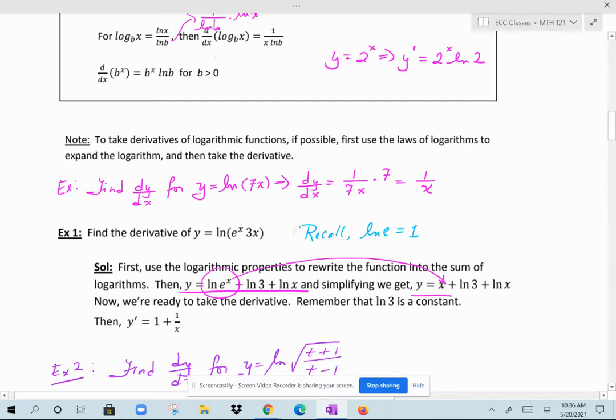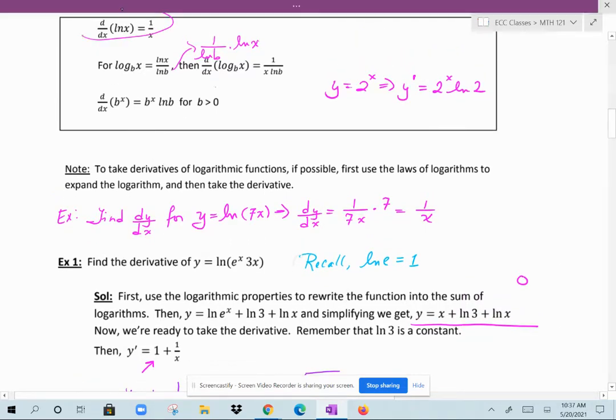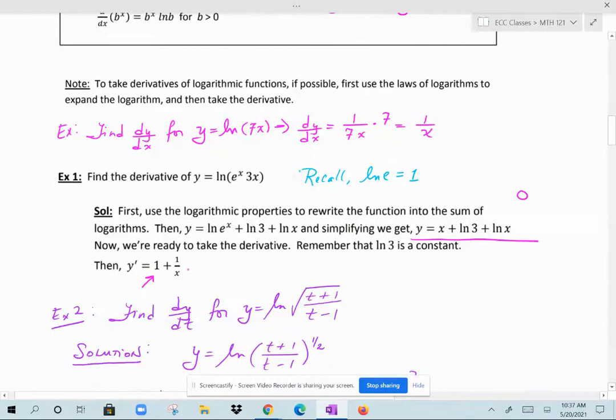So if I simplify before I take the derivative, it makes things even easier. So I really just have to take the derivative of x plus ln of 3 plus ln of x. But the derivative of x is 1. The derivative of ln of 3 is 0 because that is a constant. And the derivative of ln of x, well, we just talked about that. The derivative of ln of x is 1 over x. So that is my second term. So the derivative is 1 plus 1 over x.